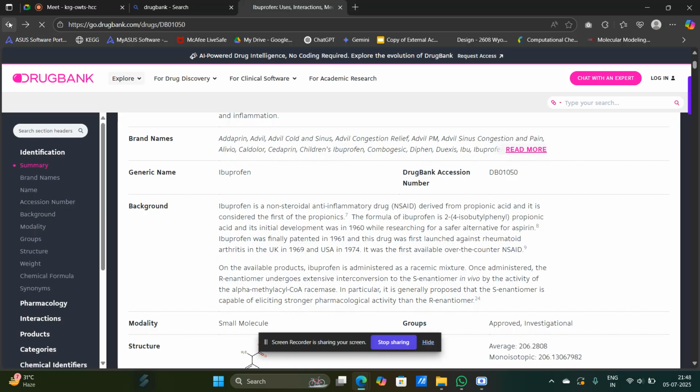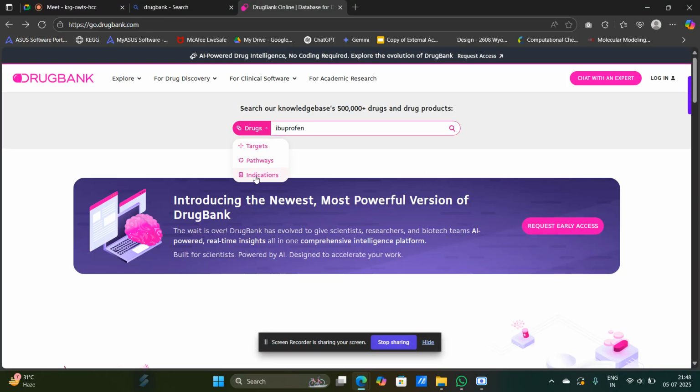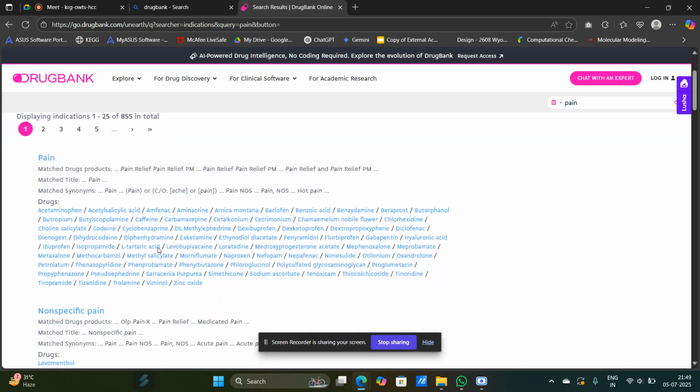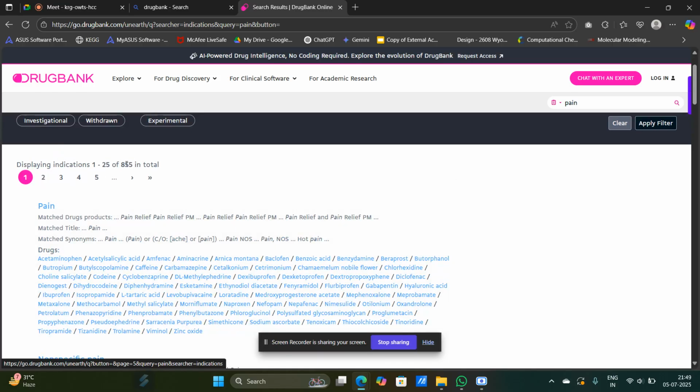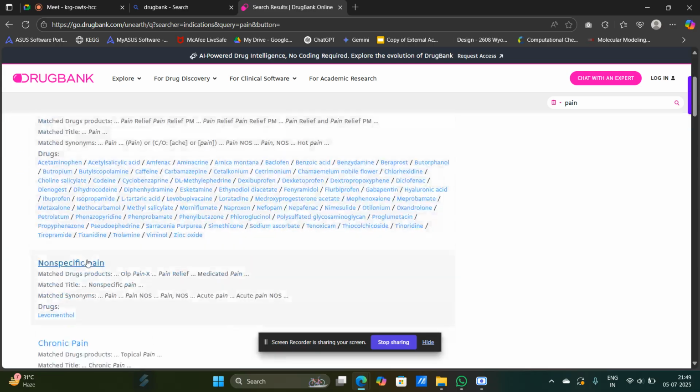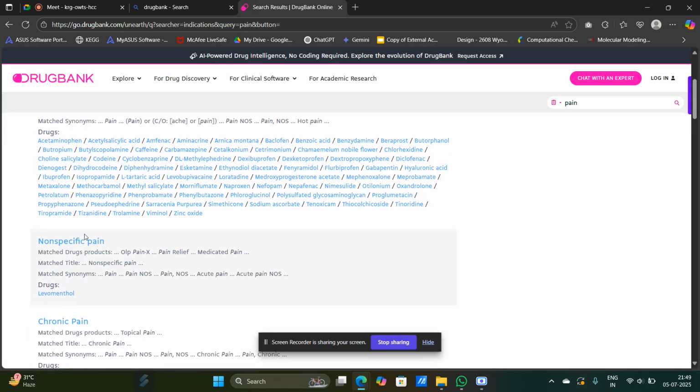Now, we will come back to the home page. Just select indications and write pain. Maybe I want to know what are the drugs that are used to treat pain. So I'll just write the name of the symptom, pain. And you have got 855 results, different indications. So it works like this: if the word pain is written in the title, or if anything related to pain is in the title, you will get that in your search result.